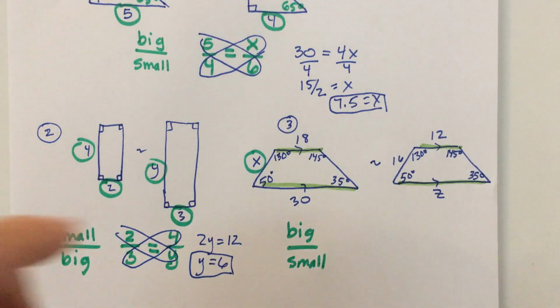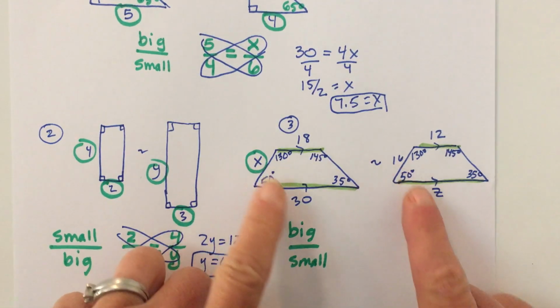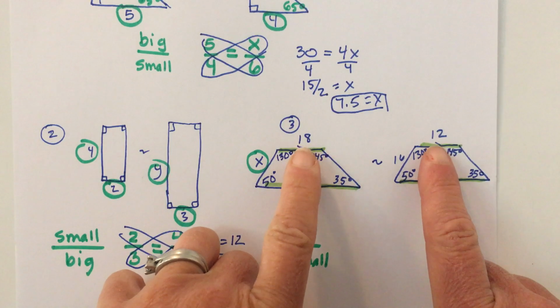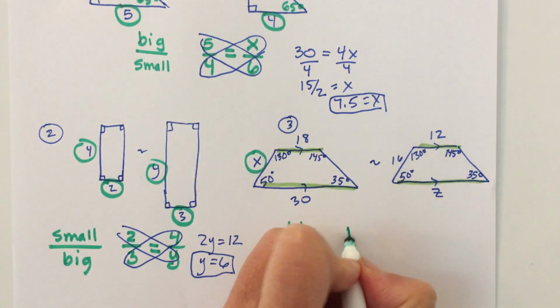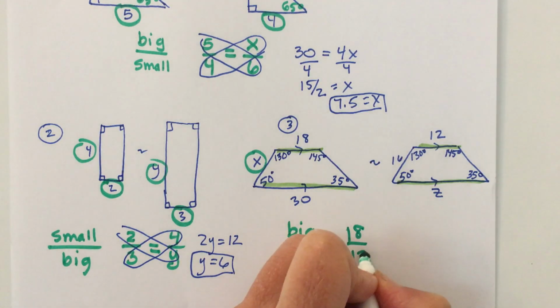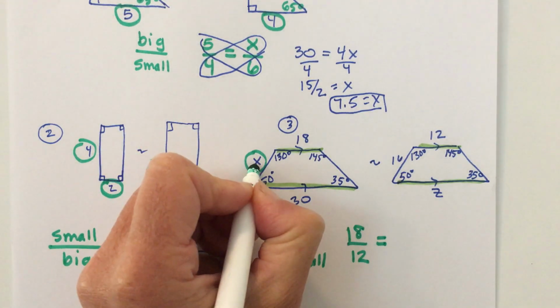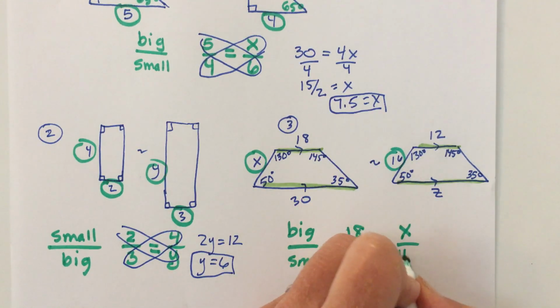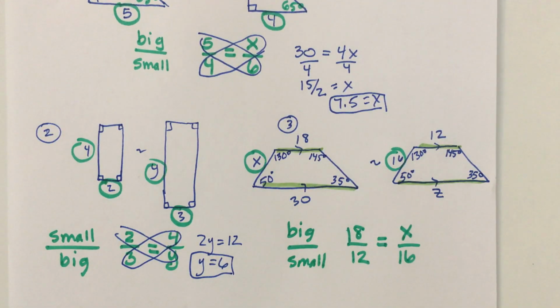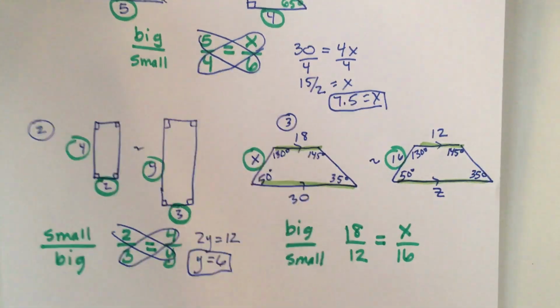Okay, so you have to compare. I don't know both of these, I don't know both of these, but these two I both know. One's 18 and one's 12, so that's what you use as your ratio. The big number is 18, the small number is 12. I'm trying to find x, which is part of the big one, and that corresponds to 16. Okay, so that's how you set up a ratio to solve for x.